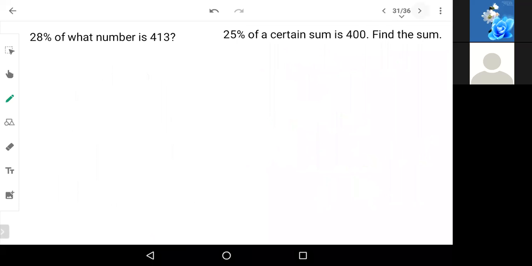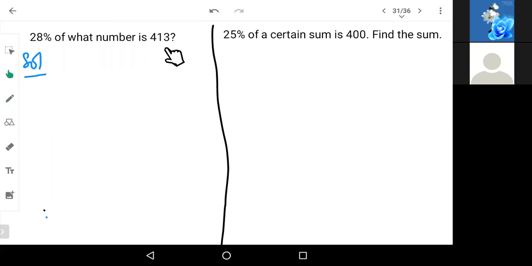Now, similarly, you have one more question. Okay, this is different. Let us solve it then. 28% of what number is 413? So they're just asking it in different ways for us to solve. 28% of what number is 413? So here 28 is the percentage and they have given us the part number. So we have to find the main number.